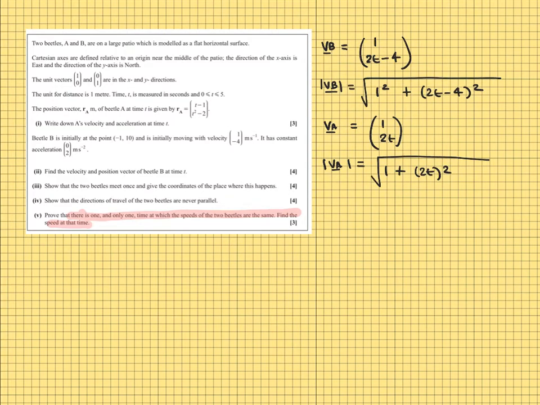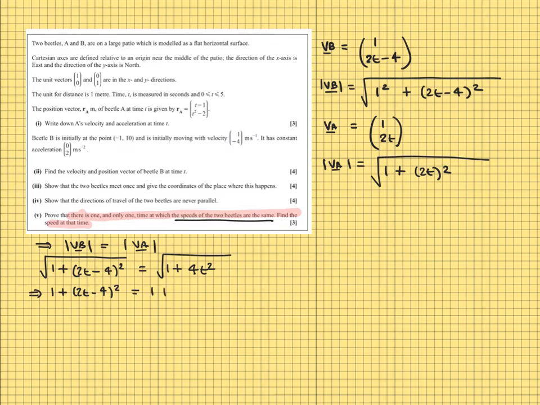Now, if the speeds of the two beetles are the same, that tells us that mod VB must equal mod VA. So that tells us that these two results must be equal. Now we can square both sides, which tells us that 1 plus (2t minus 4) all squared equals 1 plus 4t squared. Let's continue simplifying. Just expanding that bracket, that's 1 plus 4t squared minus 16t plus 16 is equal to 1 plus 4t squared. I can cancel 4t squared, cancel 4t squared, and I can cancel a 1 and a 1 as well, and I'm left with a very, very simple equation: 16t equals 16, and t equals 1 second.